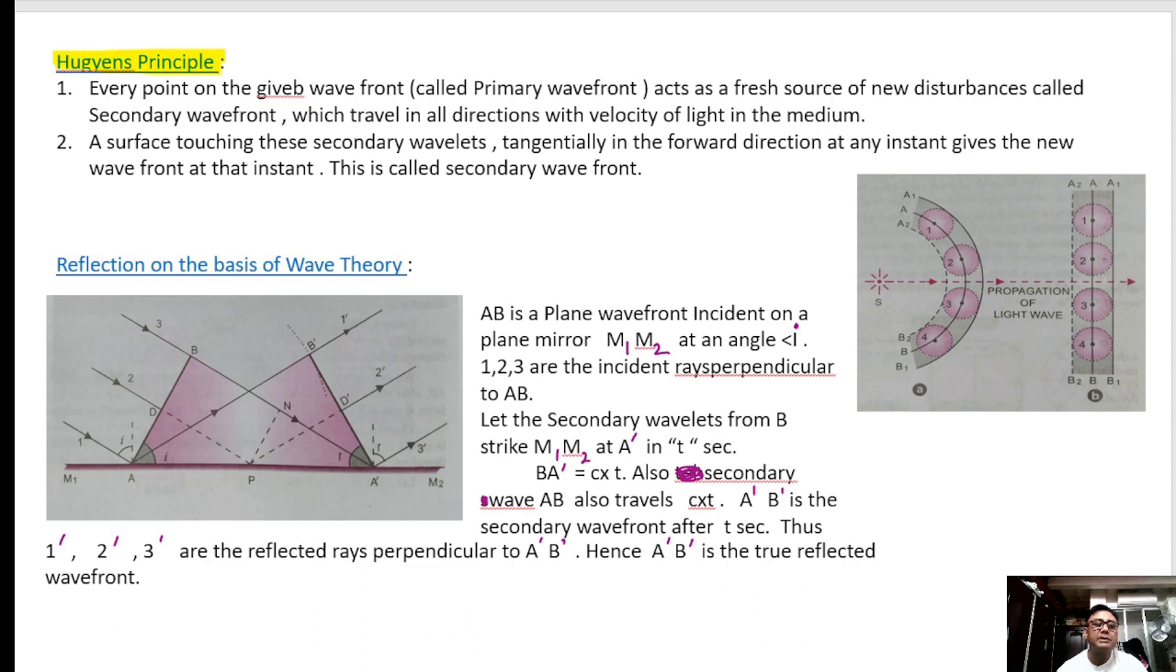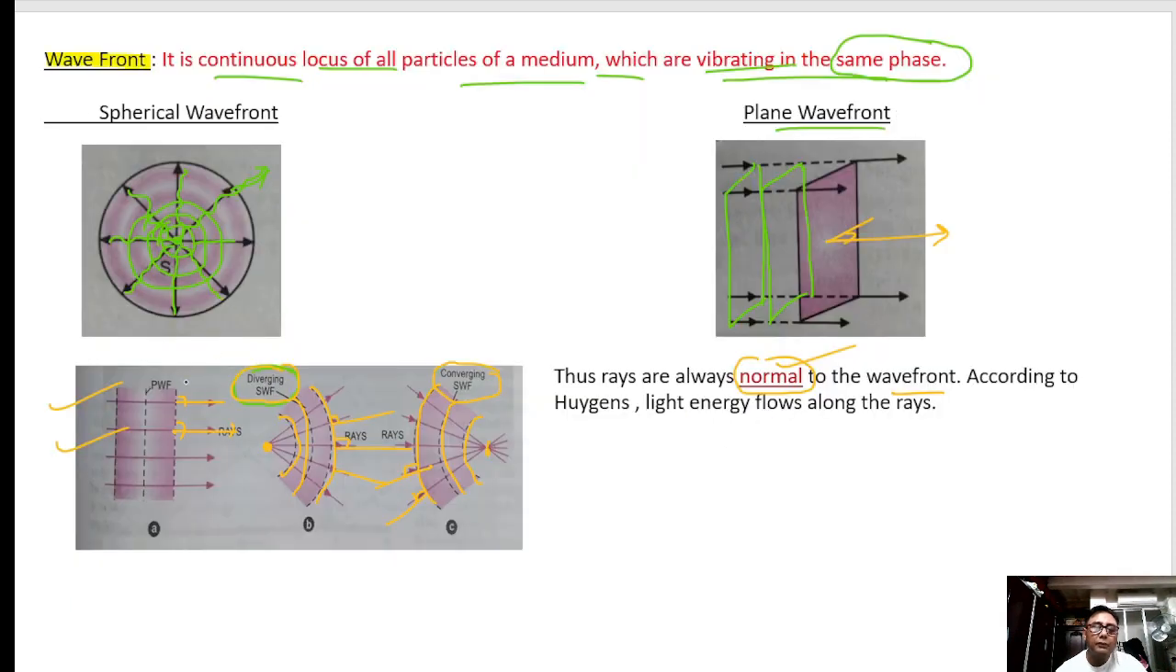What is Huygens principle? Every point on the given wave front, called the primary wave front. So what is a primary wave front? The first wave front is called the primary wave front, and after this we get the secondary wave front. This is the primary wave front, this is the secondary wave front. Similarly, this is the primary wave front, and this is the secondary wave front.